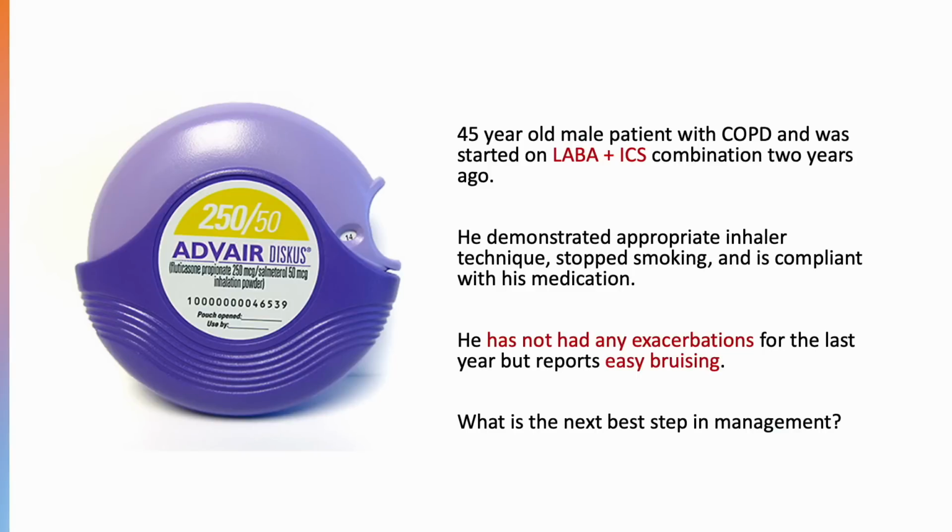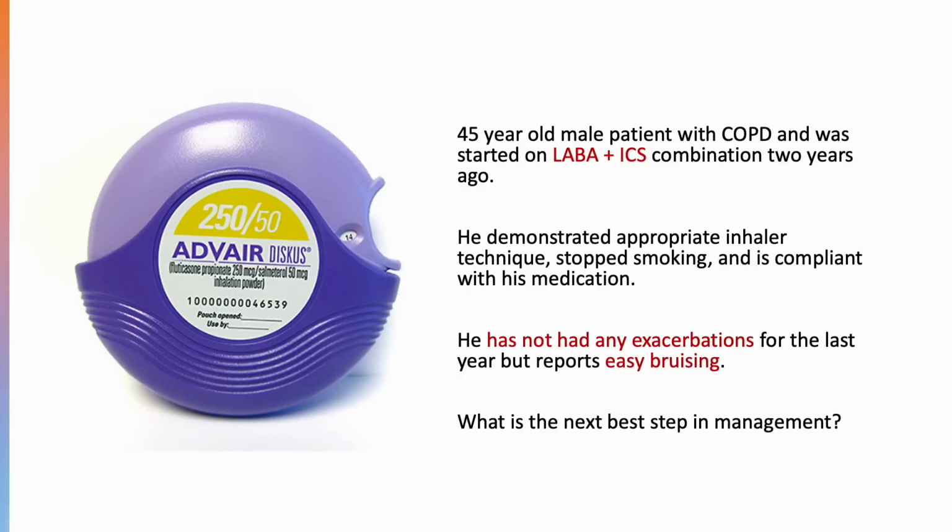Here is a 45-year-old male with COPD who was started on LABA plus ICS combination 2 years ago. He demonstrated appropriate inhaler technique, stopped smoking, and is compliant with his medication. He has not had any exacerbations for the last year, but now reports easy bruising. What is the next best step in management?